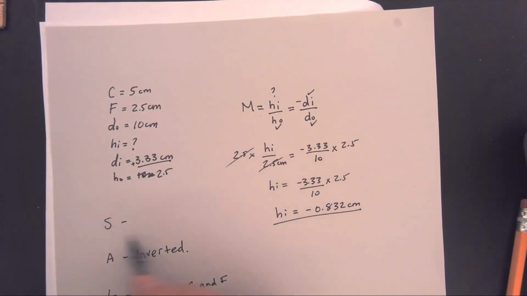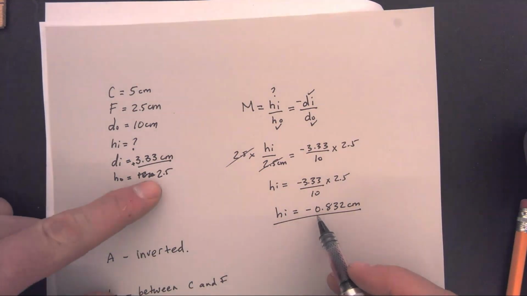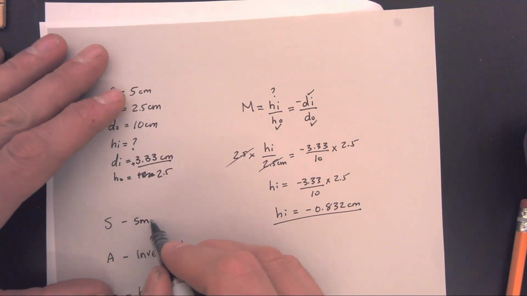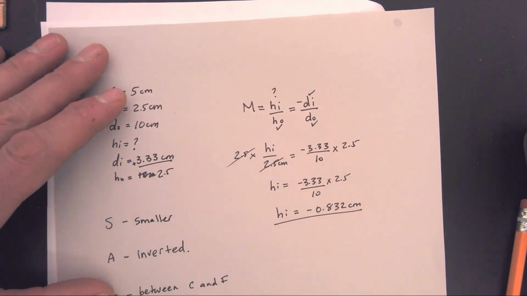That means that it is going to be inverted. And if you take a look at the size of this, we're going to say it is smaller. We started with 2.5 and we finished with negative 0.832. So it is a smaller sized image.